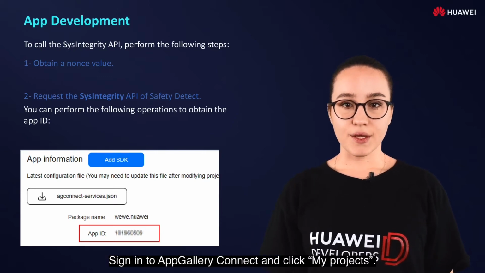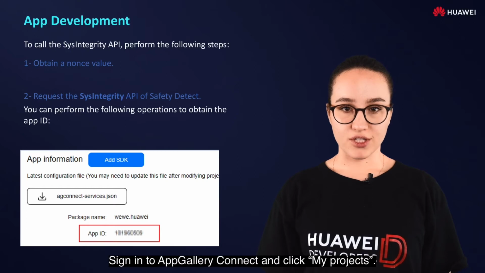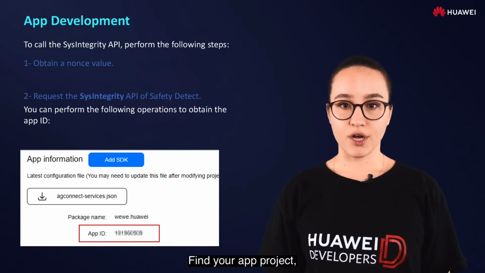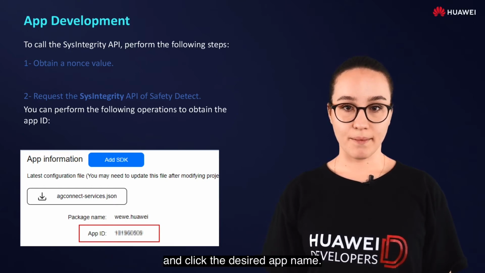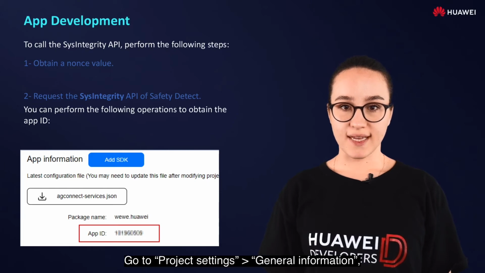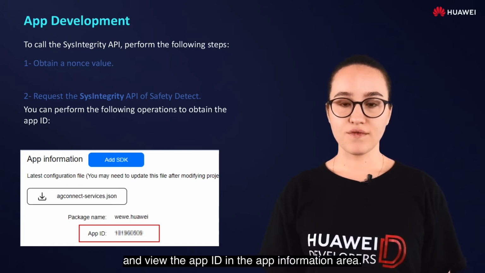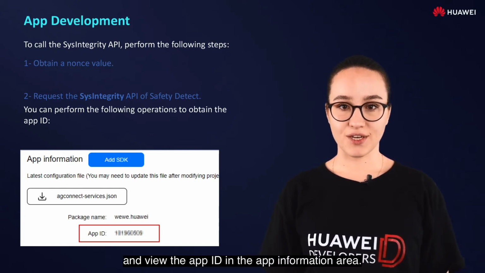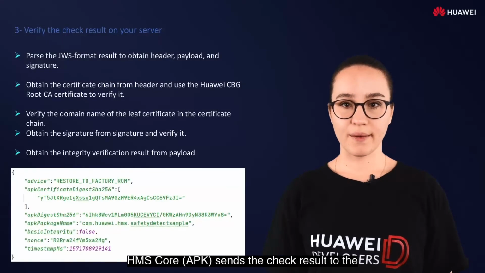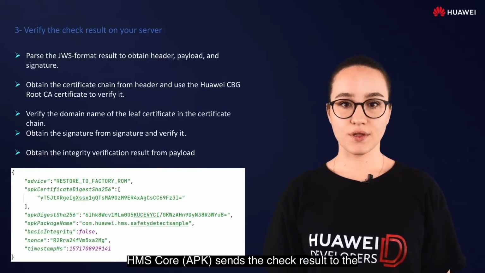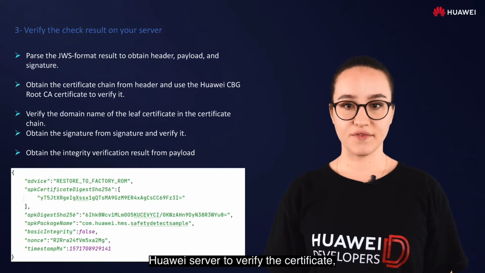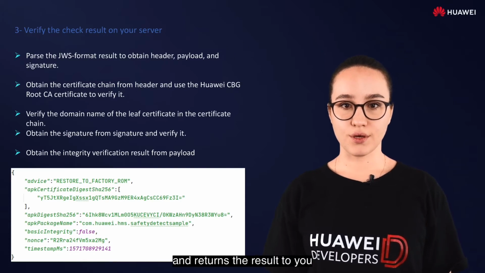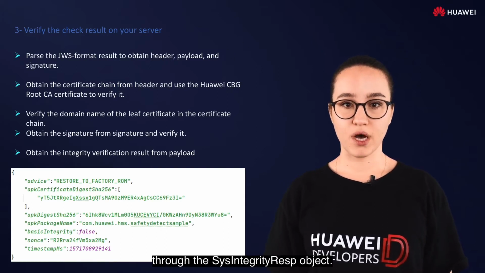Sign into App Gallery Connect and click My Projects. Find your app project and click the desired app name. Go to Project Settings, General Information, and view the app ID in the App Information area. HMS Core APK sends the check result to the Huawei server to verify the certificate and returns the result to you through the SysIntegrity RESP object.